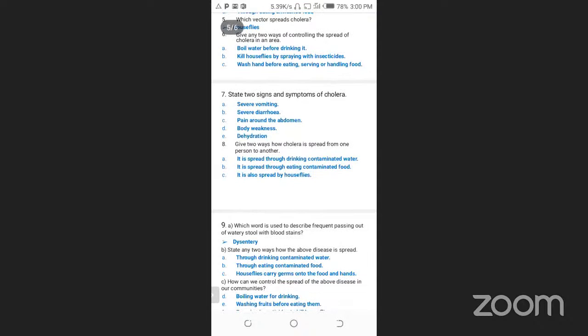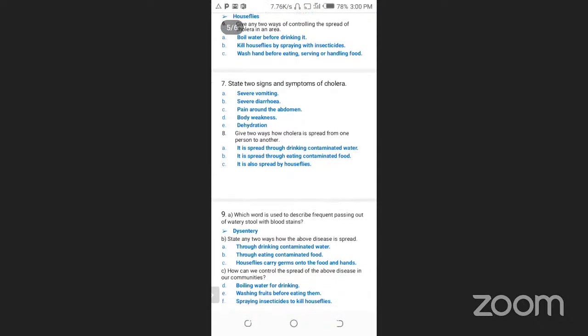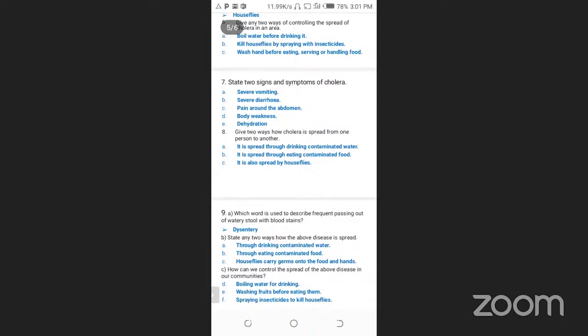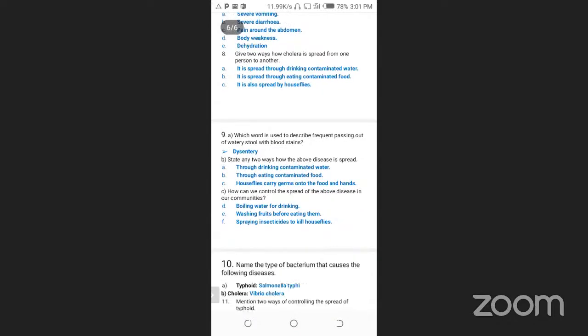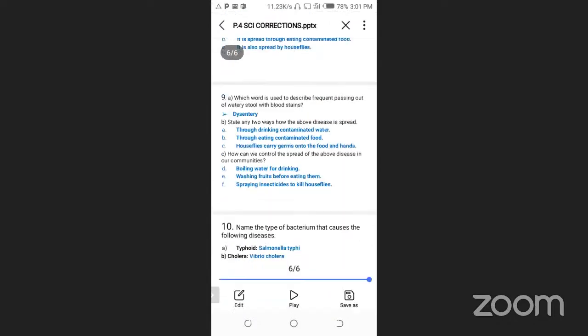Then also you can spray insecticides to kill houseflies. We are saying it can be spread through houseflies, so you need to kill the houseflies around. Most of our latrines at home have a lot of houseflies, so you are supposed to make sure you spray them. Okay. So let's finally look at number 10.